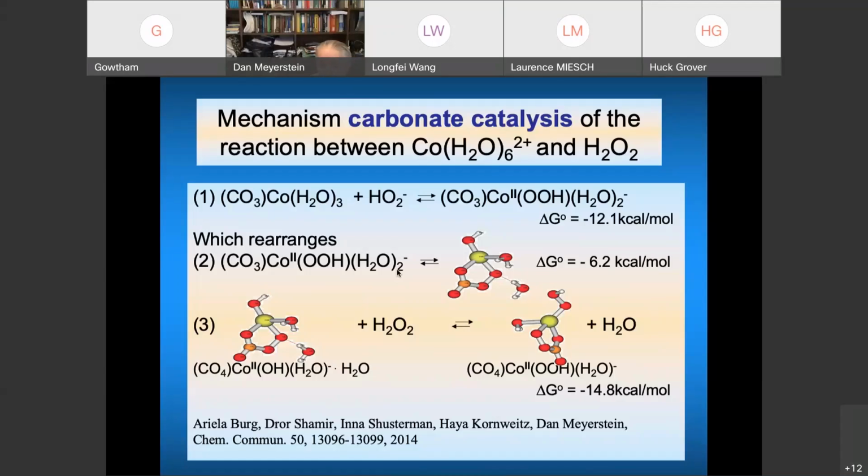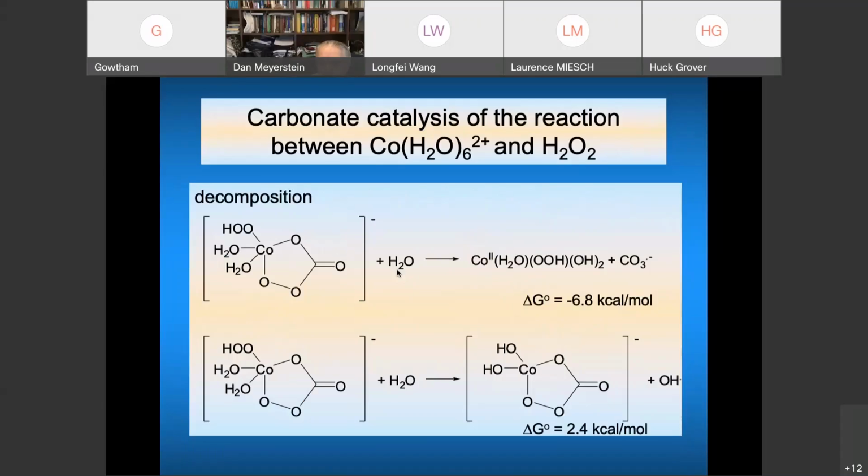And on the next slide is the decomposition. And there are 2 possibilities. You have this complex, which is on the left, and it can decompose in 2 ways.